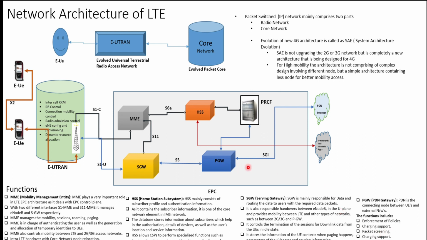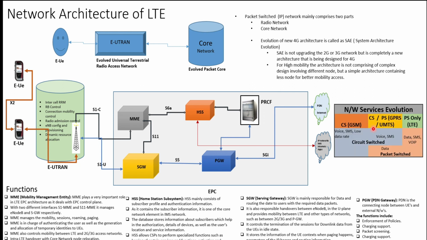Whenever a user is authenticated in this area, based on whatever request he performs on the UE, that request will be carried forward by the PGW, that is nothing but your PDN gateway, to the external network, the internet provider. Those external networks are again connected to different DNS servers, and you will be able to access the required information based on what you have requested.